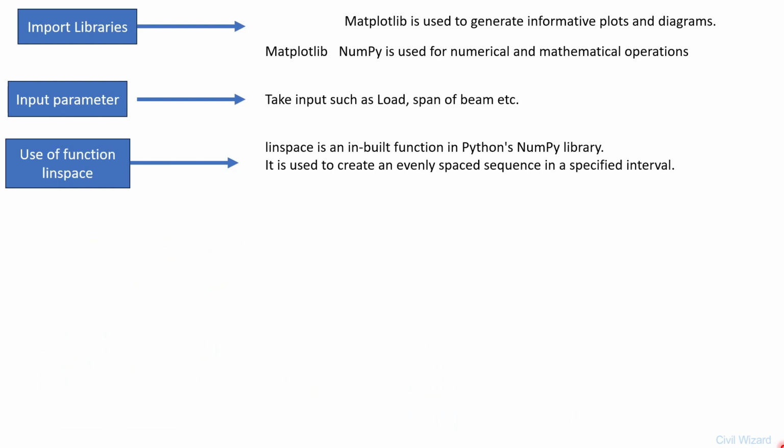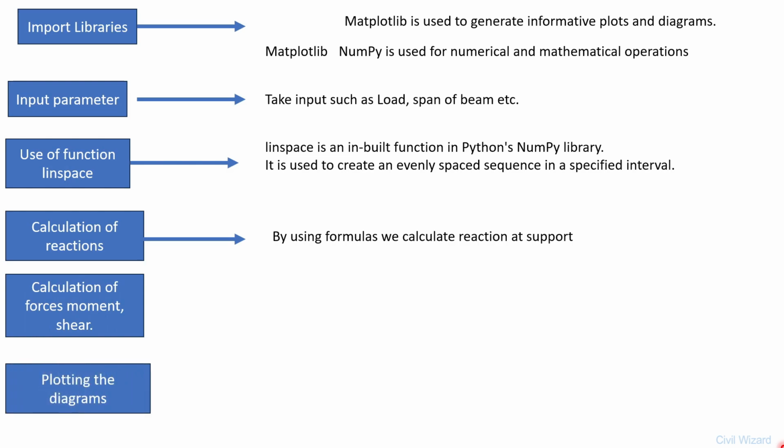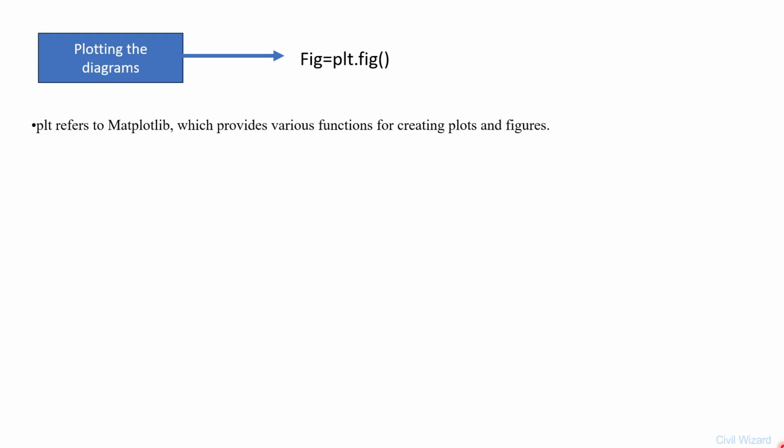And after talking about the function linspace, now we calculate the reactions by using the different formulas that we have learned earlier, and we calculate the forces, moment, and shear, and then we plot our diagrams. For plotting the diagrams, we use plt.figure as a function, and plt refers to Matplotlib, which provides various functions for creating plots and figures. And plt.figure is a method used to create a figure or canvas to which we can add subplots.